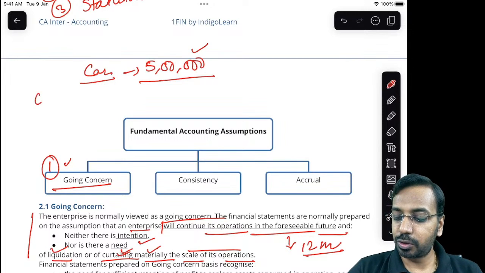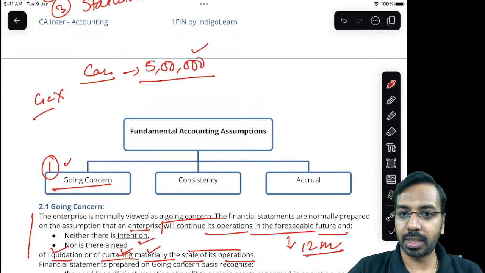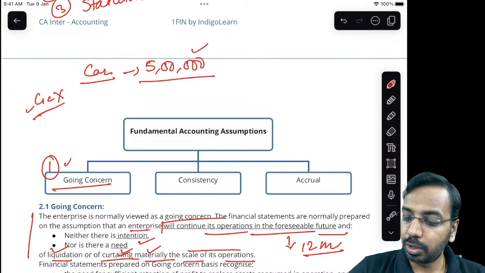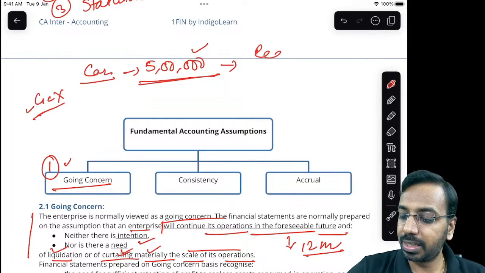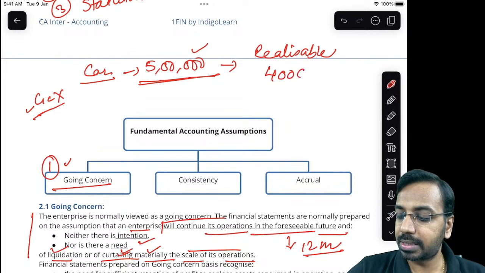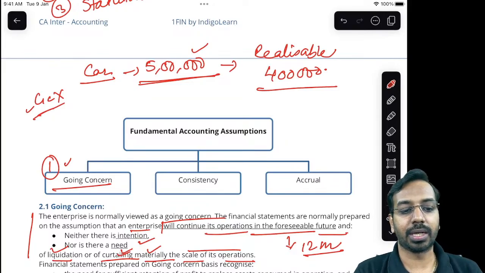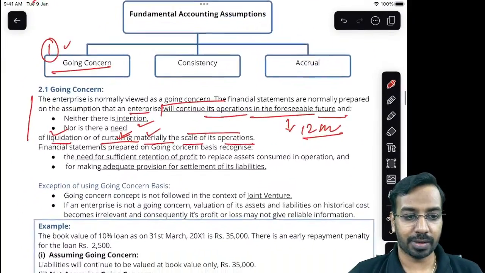But if there is no going concern, if the going concern assumption is invalidated, then what happens? In that case, you will value this car at the realizable value. Realizable value may be 4 lakhs. So you will value the car at 4 lakhs only. So that is the impact of the going concern assumption. That is the first aspect.